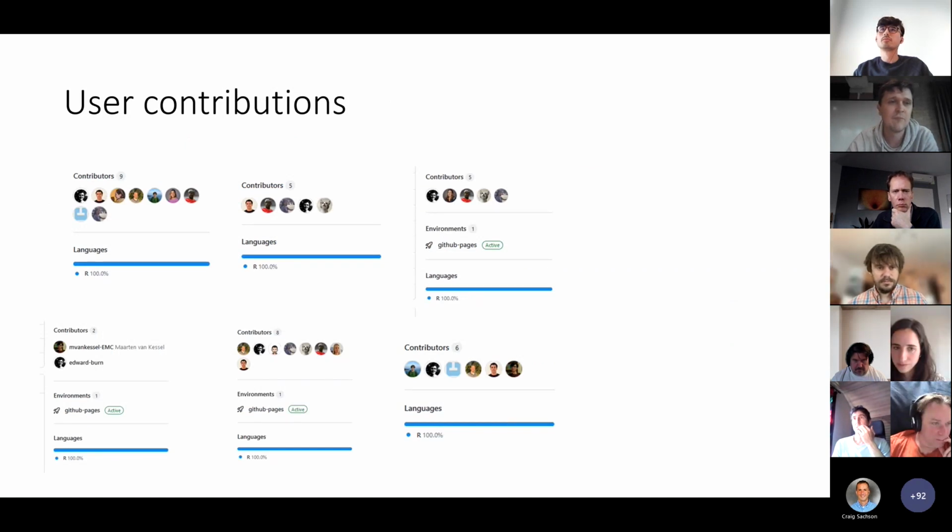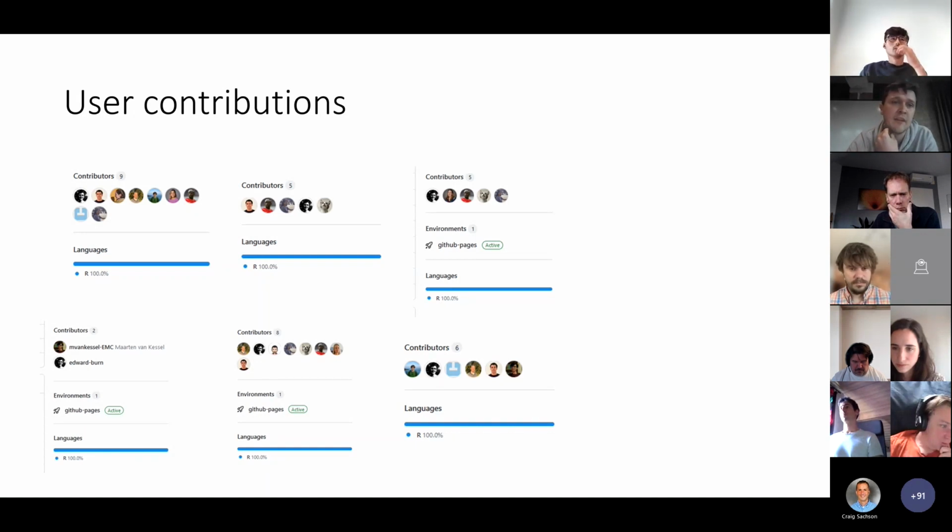And then maybe another way that we have users contributing is not just raising GitHub issues and discussing software, but they're actually quite frequently able to make user contributions.